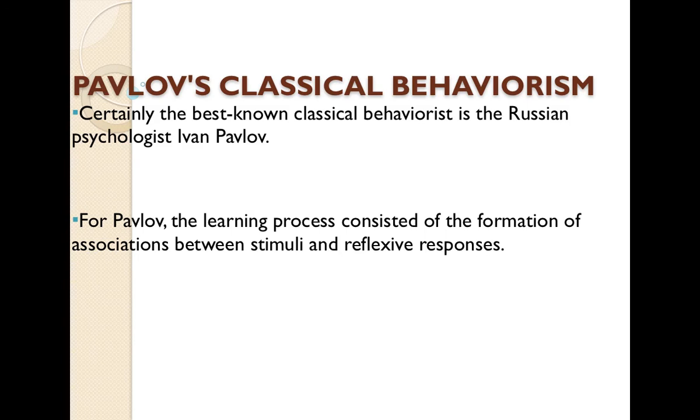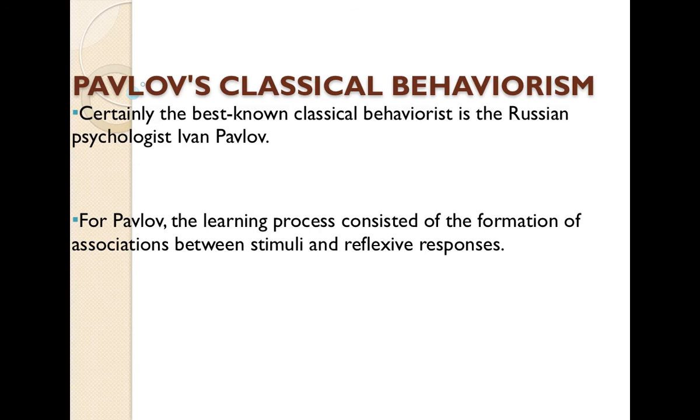The first theory is Pavlov's classical behaviorism, and the best known founder is the Russian psychologist Ivan Pavlov. For him, the learning process consisted of the formation of associations between stimuli and reflexive responses. It means that, according to Pavlov, we should make an association between a stimulus and a response. We should train the person or the organism to give a certain response directly to a certain stimulus.